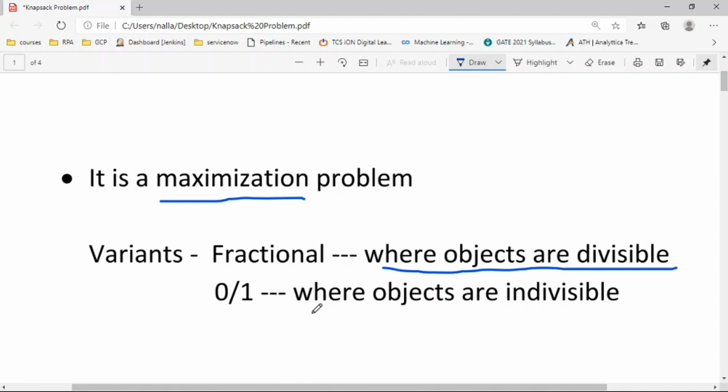Coming to the 0-1 knapsack, the objects are indivisible. For example, a washing machine: we can't break it into parts and sell it.